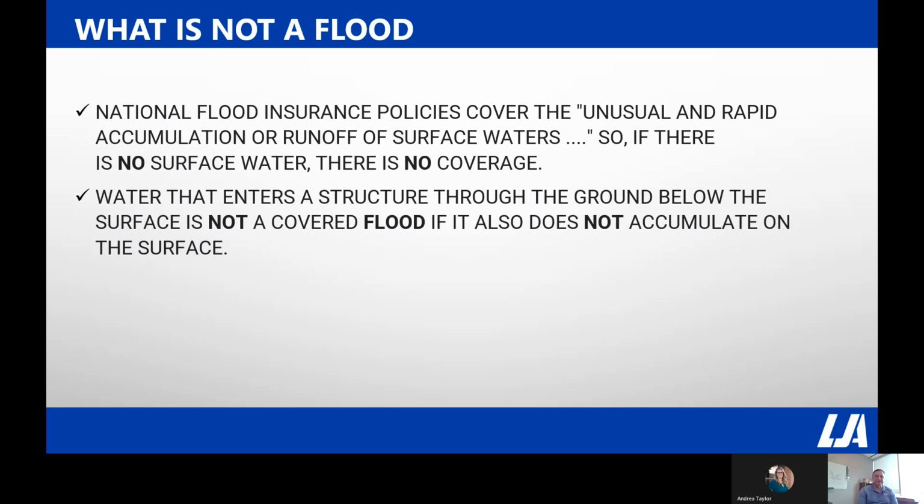And the National Flood Insurance Program, if you want to file an insurance claim, it has to involve surface water, and not only surface water, but that water has to accumulate on the surface before it enters the insured structure. So if you have groundwater coming through a foundation, that would not be considered a flood.